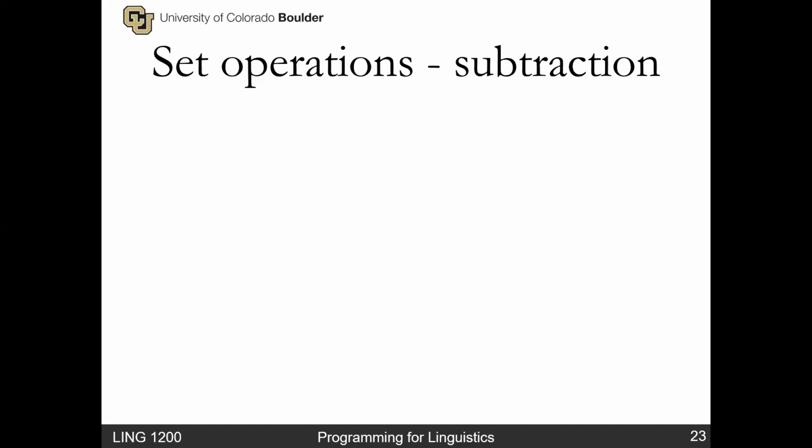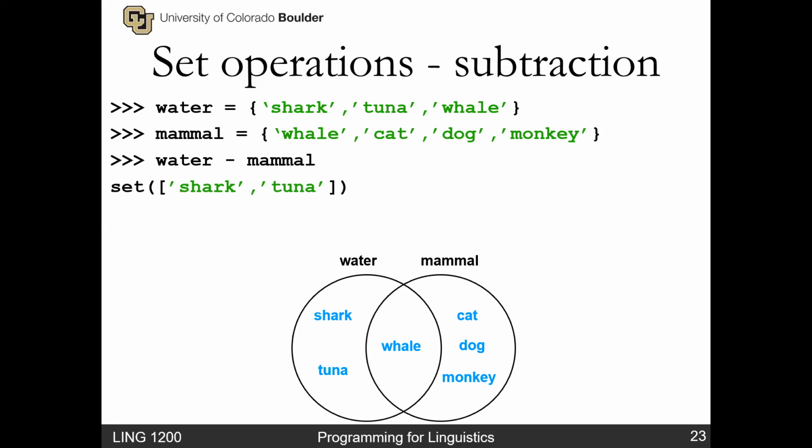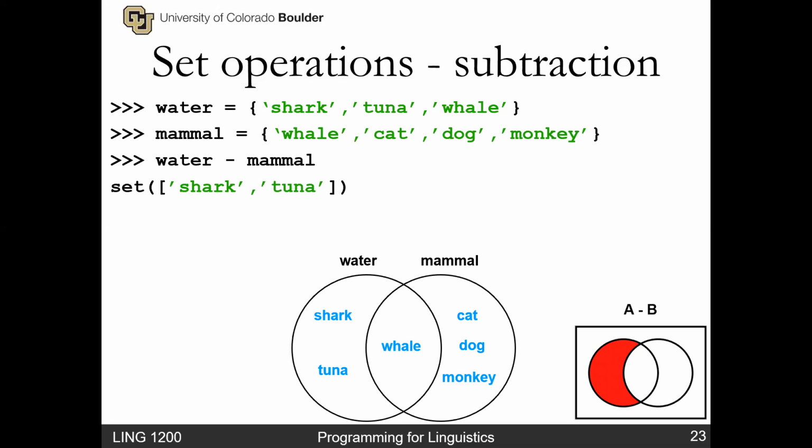We now turn to subtraction. Since the definition is often a source of confusion, it may be helpful to turn to an example immediately. The difference of water and mammal, represented by the wonderfully original minus sign, is given by all the elements of the set water that do not appear in mammal. Again, please note the Venn diagram representation of the set difference.